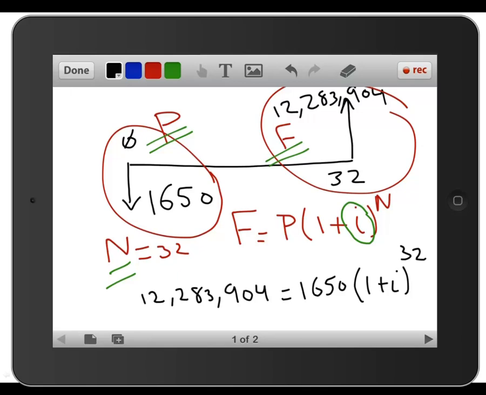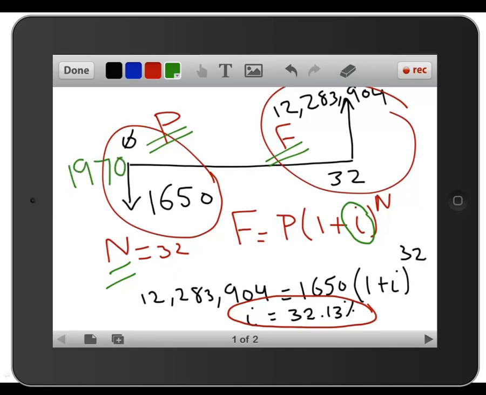And then we can take the natural logarithm of both sides and find i based on that, and then i will equal 32.13%. So it is as if the rate of return was this percentage. This is the rate of return for the investment that was established, or the shares that were purchased in 1970.